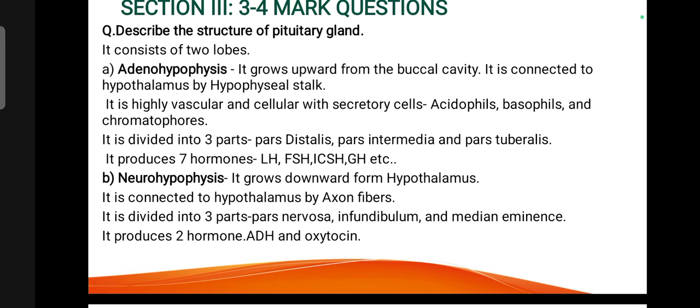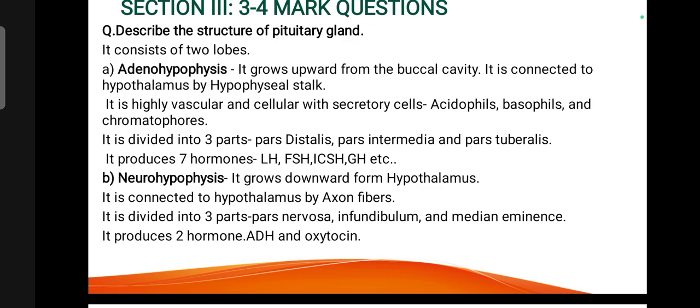Describe the structure of pituitary gland. Adenohypophysis, neurohypophysis. Adenohypophysis grows upward from the buccal cavity and is connected to hypothalamus by hypophyseal stalk. It is highly vascular and cellular with secretory cells: acidophils, basophils, and chromophobes. It is divided into three parts: pars distalis, pars intermedia, and pars tuberalis. It also produces 7 hormones: LH, FSH, ICSH, GH, prolactin, etc.